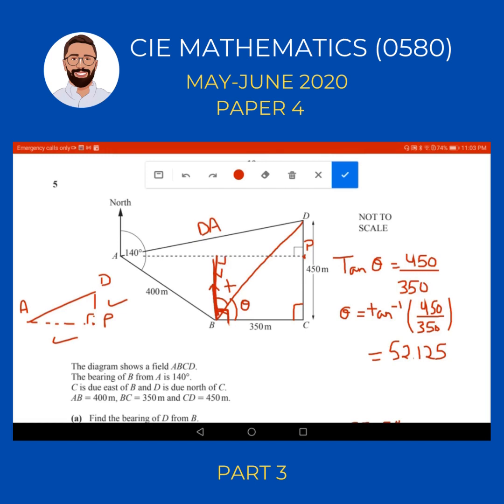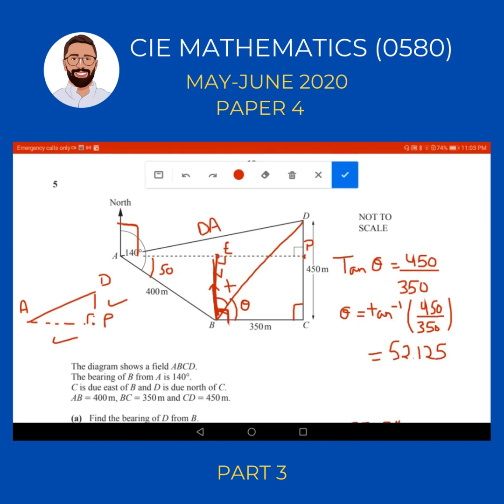Now, can I find this angle here? Of course, yes, because this angle here is 90 degrees. If the whole angle is 140, so 140 minus 90, this small acute angle is 50 degrees. So this is 50 degrees. Now, let's call this point here, between B and D, point E.